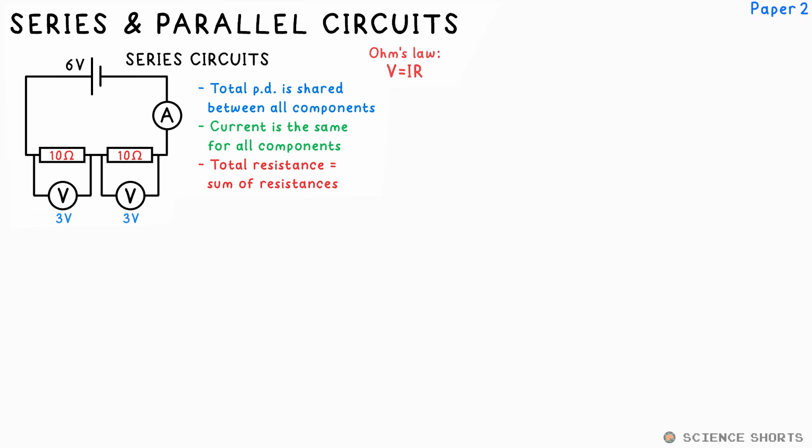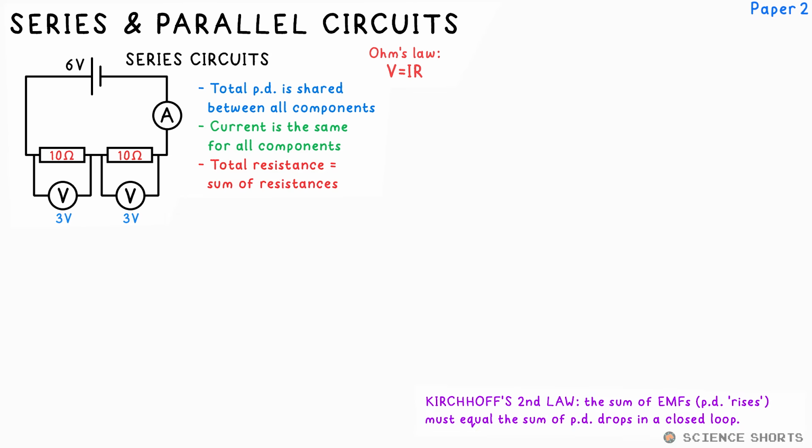It wouldn't matter what resistance these resistors are, they could be 1,000,000 ohms each. If they're the same, then that total PD is shared equally. By the time the electrons leave the second resistor, they have to have lost all 6 volts worth of energy, ready to go back to the battery to be refueled. This idea is actually just Kirchhoff's second law. The sum of EMFs must equal the sum of PD drops in a closed loop. Just remember that if batteries are pointing in opposite directions, one of them must be a minus EMF.